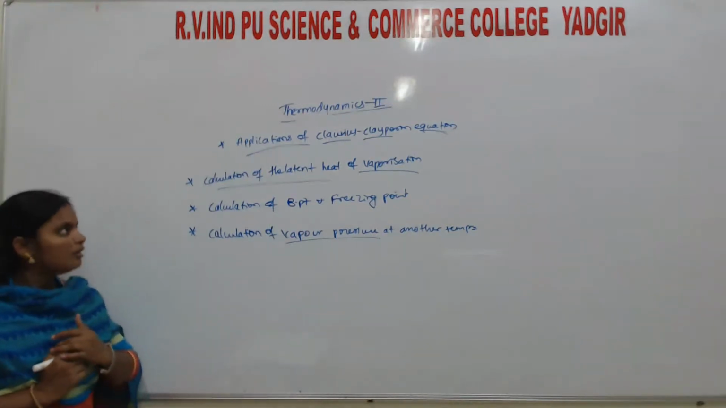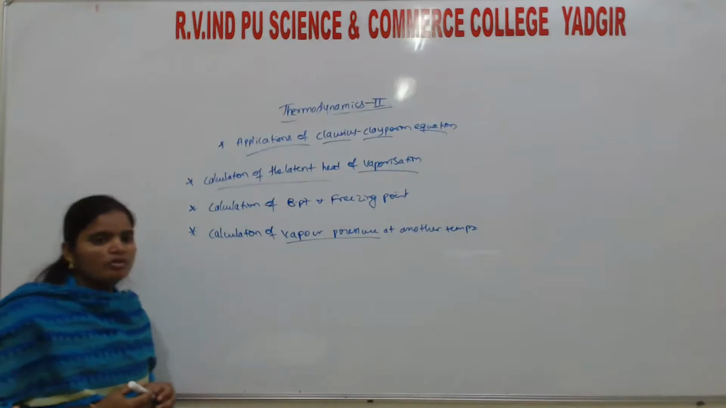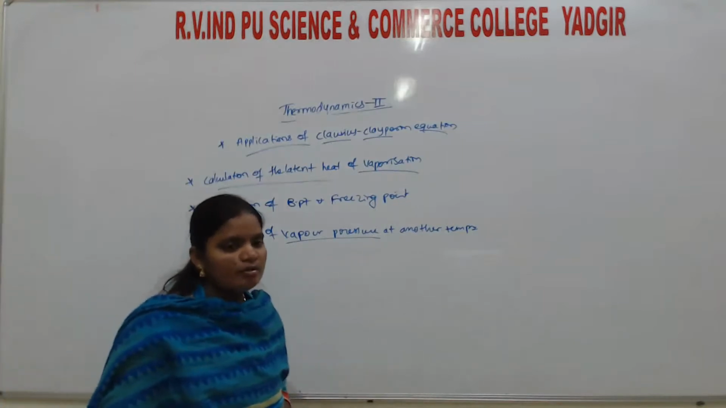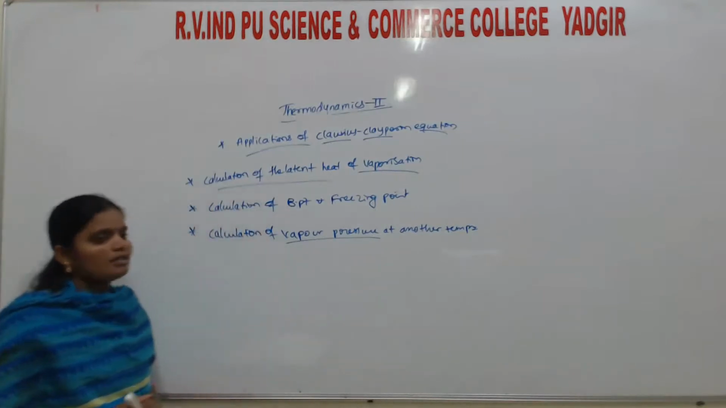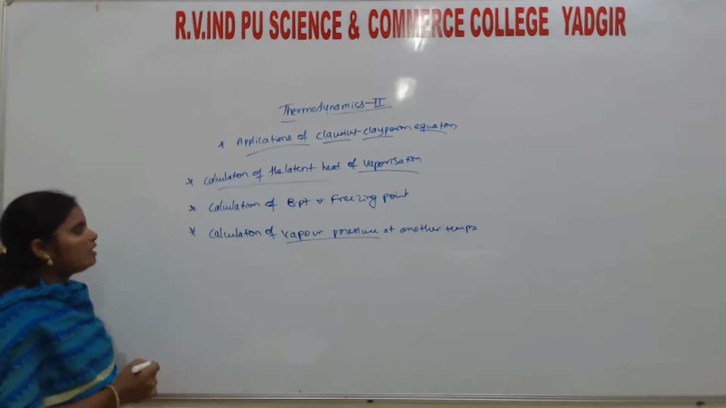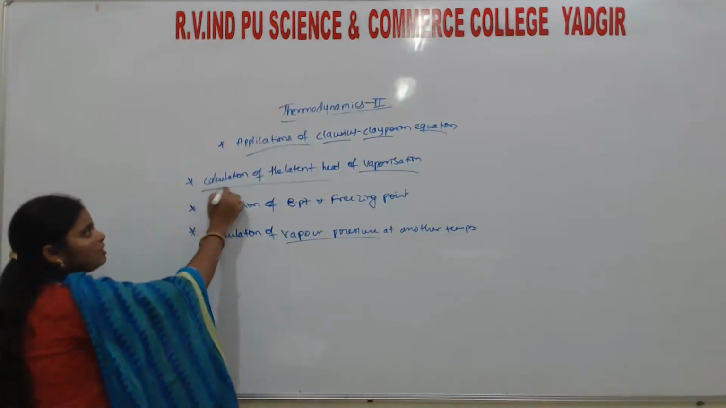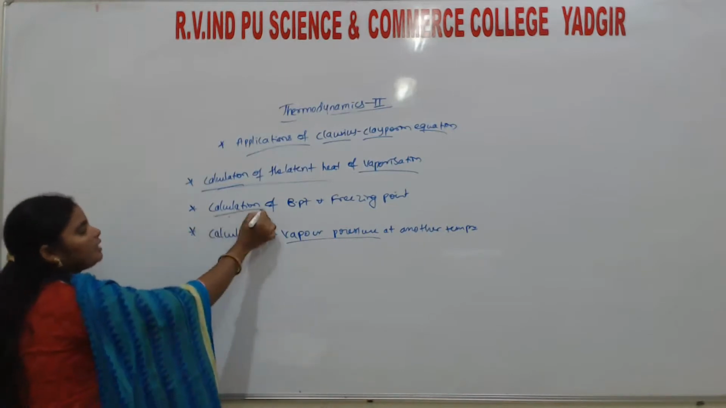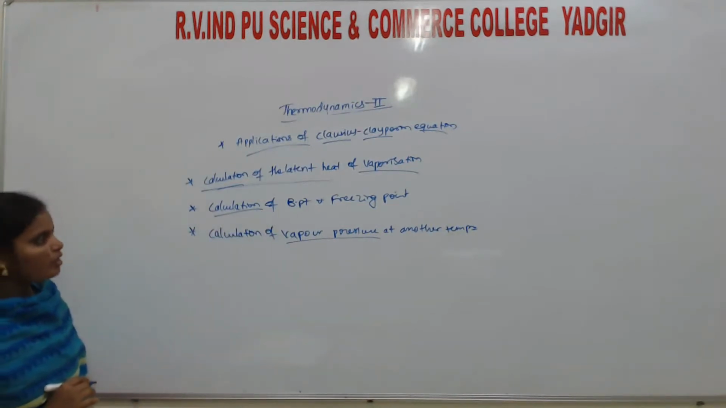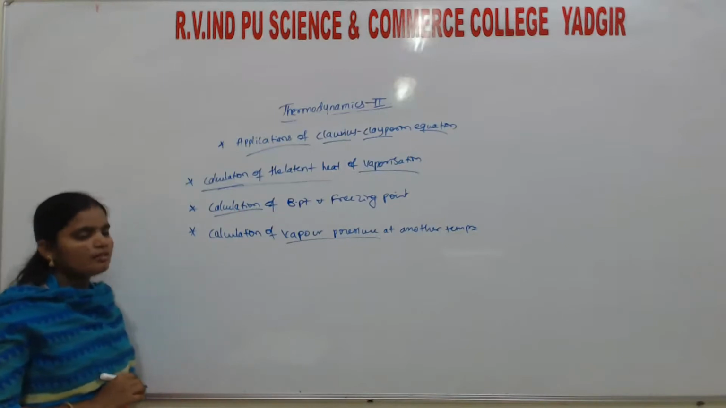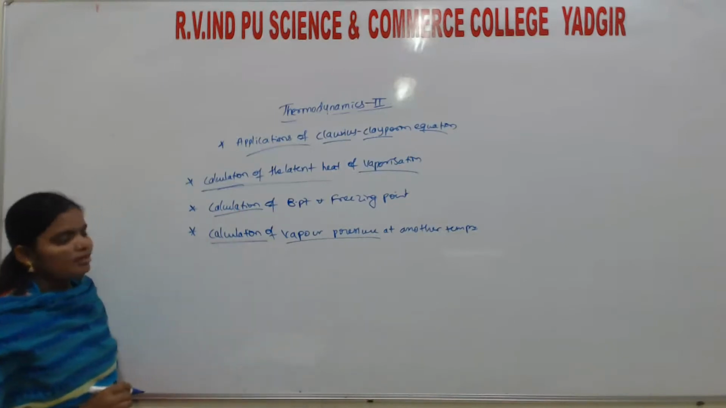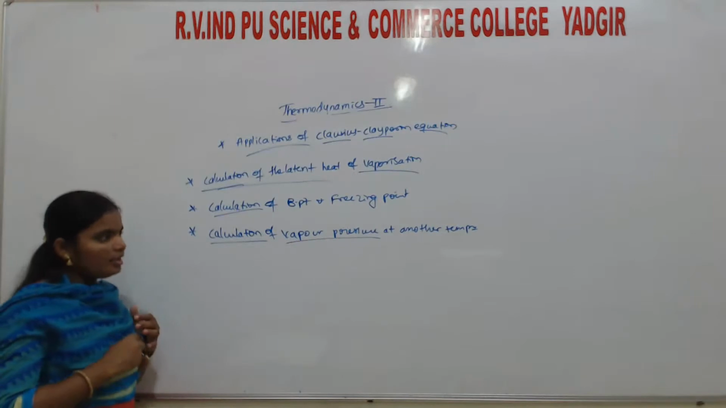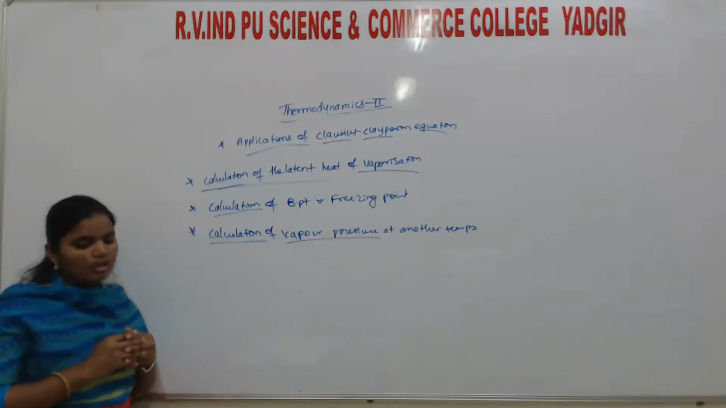These are the applications of the Clausius-Clapeyron equation. There are three applications. The first one is the calculation of latent heat of vaporization. The second one is the calculation of boiling point and freezing point. The third one is the calculation of vapor pressure at another temperature.